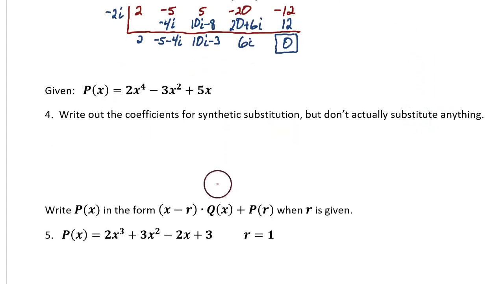Next, number 4. Write out the coefficients as if we were going to do synthetic substitution, but don't actually substitute anything. So we have 2 from the x to the fourth. There is no x cubed, so that's a 0. Then we have negative 3 from the x squared. Then 5 from the x term, and the constant is 0. What I'm really asking you on number 4 is, do you recognize when polynomials are missing terms and you need placeholder zeros?